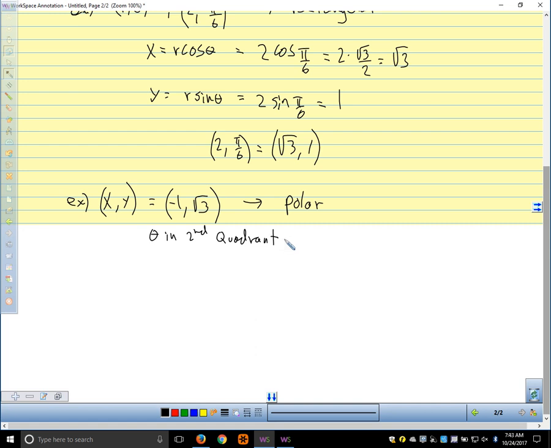When we look at our theta value, we need to be careful. Tangent theta is y over x, which is square root of 3 over -1, so just negative square root 3. So we need a second quadrant angle whose tangent is negative square root 3.